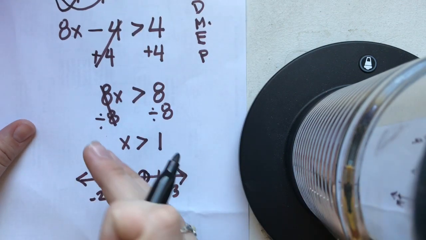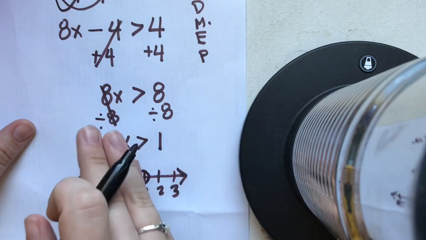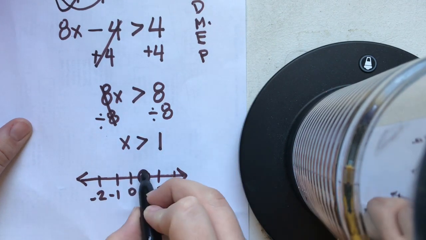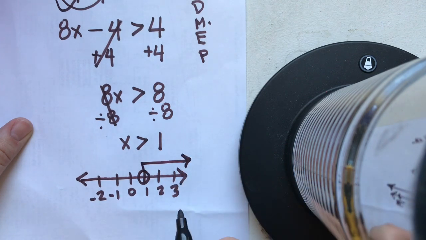So to show numbers that are greater than 1, x is greater than 1. X is a number greater than 1. Your arrow will be going this way because 2, 3, 4, 5, 100, and so on are all greater than 1. So that's method 1.